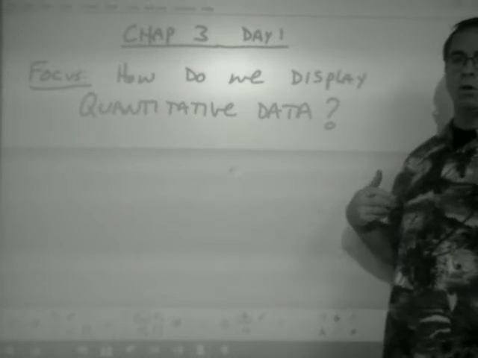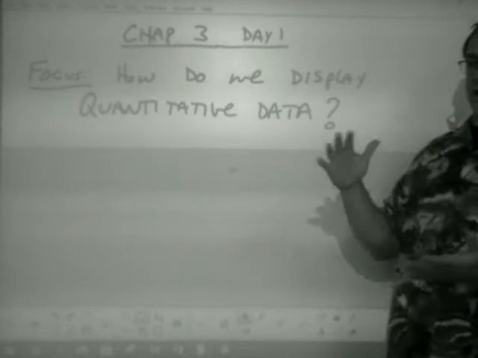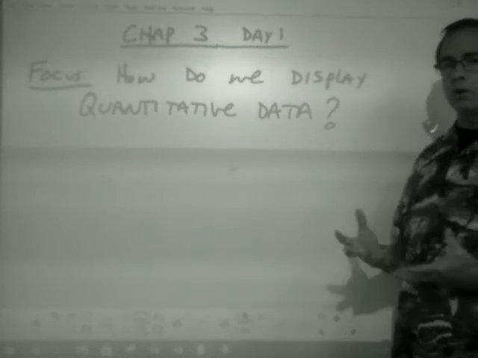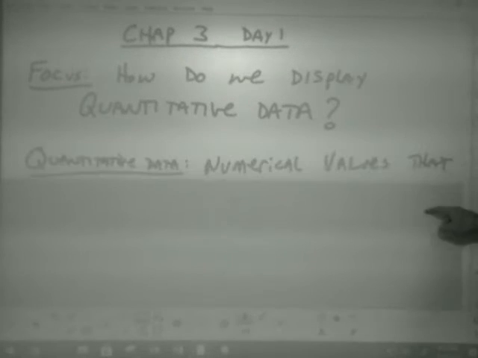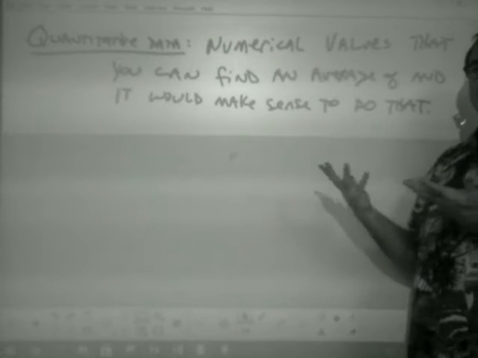So how tall are you? How old are you? How tall does a plant grow? Anything that's numerical that you can calculate an average of. So quantitative data are numerical values that you can find an average of, and it would make sense to do that. So you can add them up, divide by how many, and calculate an average.